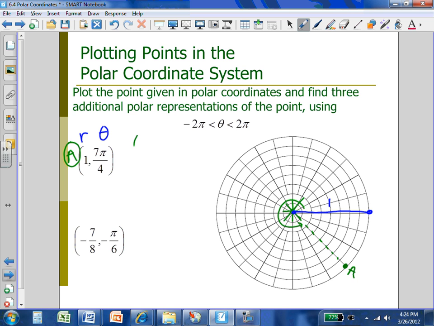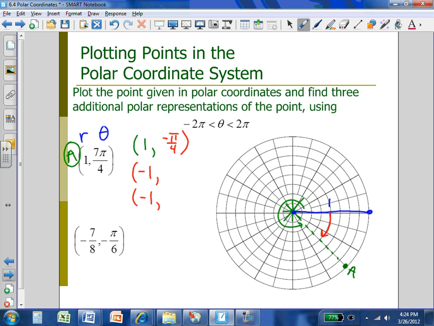Well, we could say that it's out 1, but instead of going counterclockwise, we could think of this more of a rotation down this way, and that would be negative pi over 4. Okay. Now here's another thing. Instead of a radius of 1, and this is kind of strange, we could tell someone to use a radius of negative 1. That means that they're going to turn a certain direction and then go backwards.